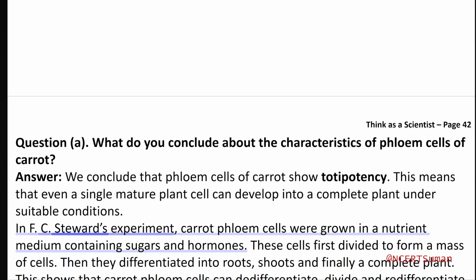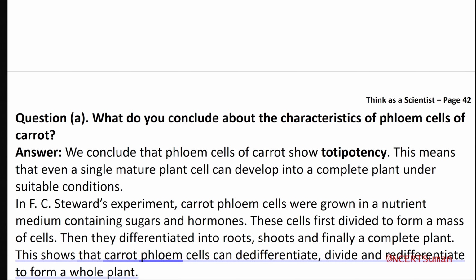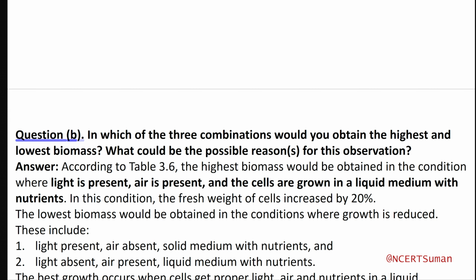In F.C. Stewart's experiment, carrot phloem cells were grown in a nutrient medium containing sugars and hormones. These cells first divided to form a mass of cells. Then they differentiated into roots, shoots and finally a complete plant. This shows that carrot phloem cells can dedifferentiate, divide, and redifferentiate to form a whole plant. Question B. In which of the three combinations would you obtain the highest and lowest biomass? What could be the possible reasons for this observation?